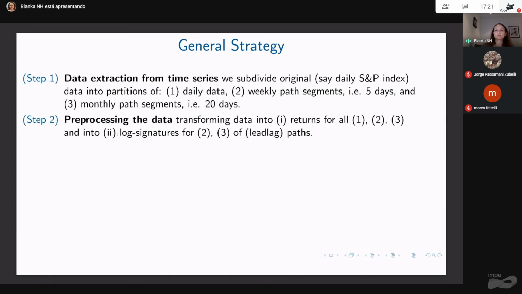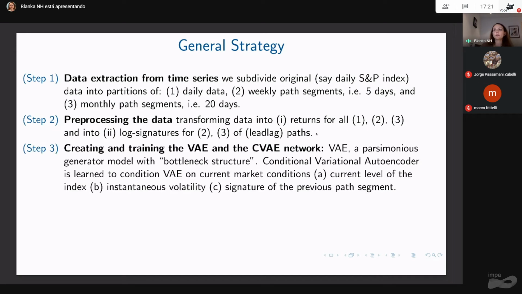But maybe this is too much detail, but this is for people who may have seen some of this kind of approach before. And then we will be using the lead lag transformation in order to account for business time. Again, a detail that might be interesting for people who have looked into this a bit more closely.